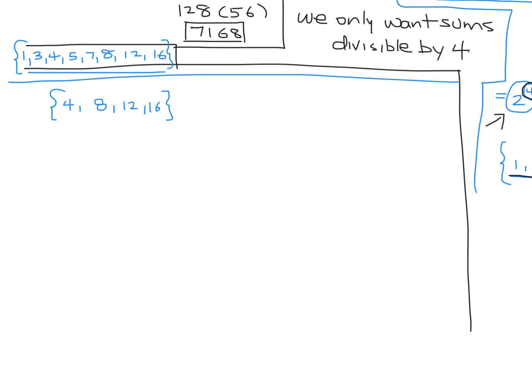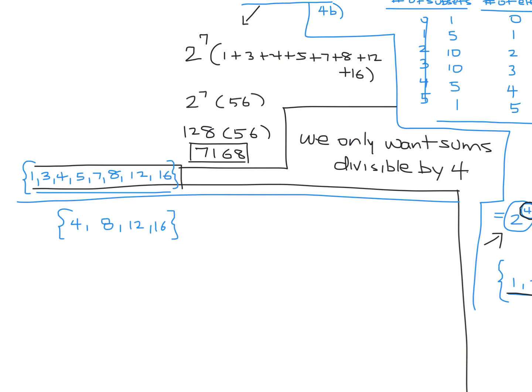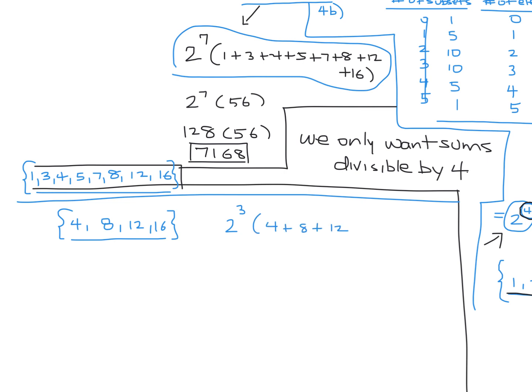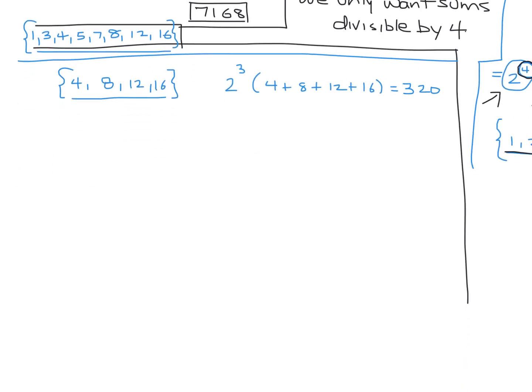So we use our handy-dandy formula, right, this guy. And we see that it would be 2 to the power, well, there's 4 elements, so we'll put a 3 there. And then we add up these guys. So 4 plus 8 plus 12 plus 16. And that is 320. So you see how quickly I did that without having to list all of them and counting all of them. So that's sort of our strategy.